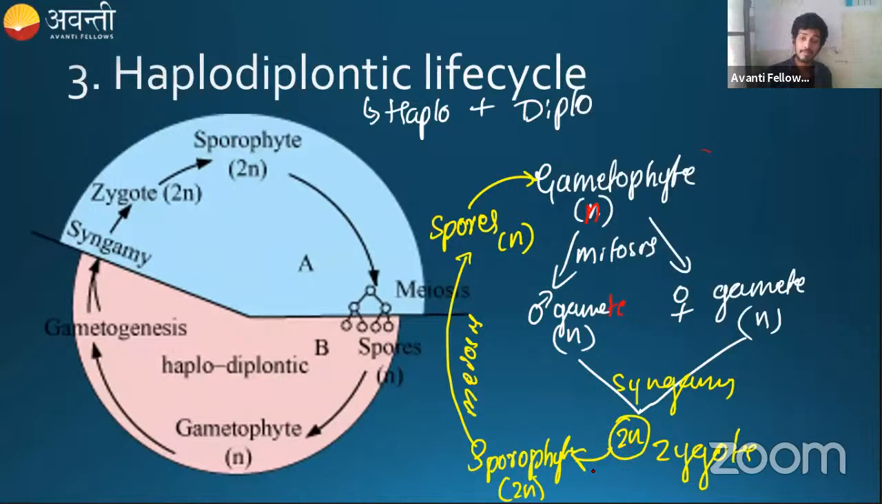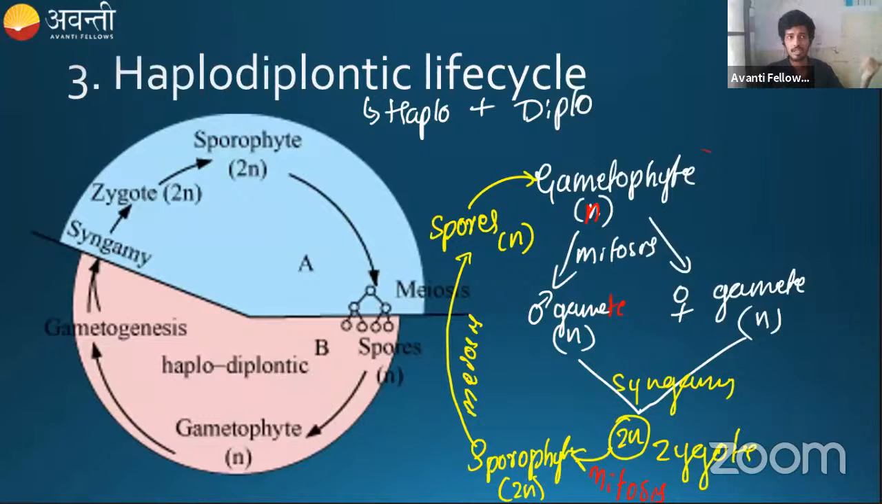That zygote will divide by the process of mitosis and form a sporophyte, a development. This sporophyte is larger. This sporophyte again goes through the process of meiosis and produces the haploid spores that again give rise to the gametophyte. So here both haploid and diploid organisms have an equal kind of ratio. That means not exactly 50-50%.